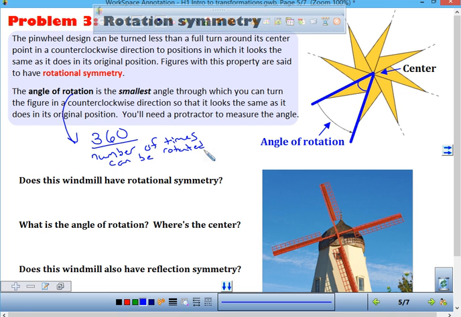And in this case, how many times can we rotate it and it's going to be the same? 8. So I do 360 divided by 8, and I get my degree measure. What's 360 divided by 8? 45. Very good. 45 degrees. Okay? 360 divided by 8 is 45.